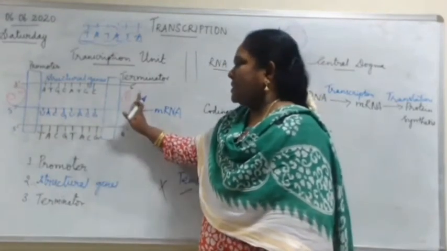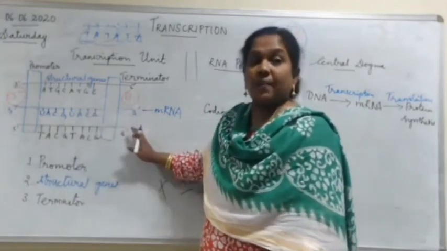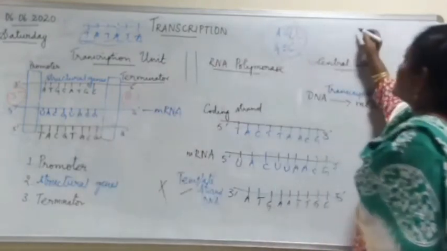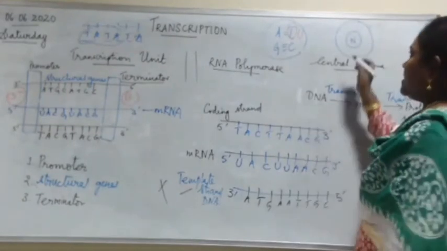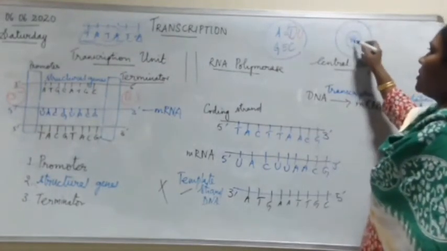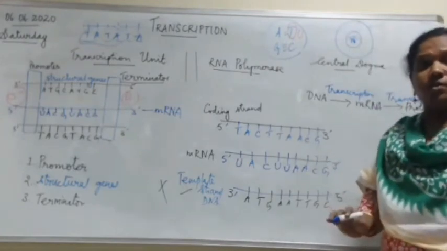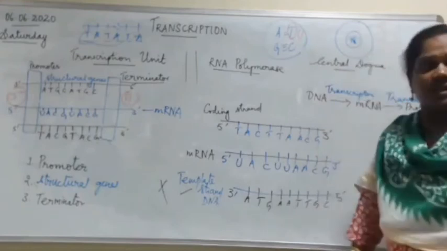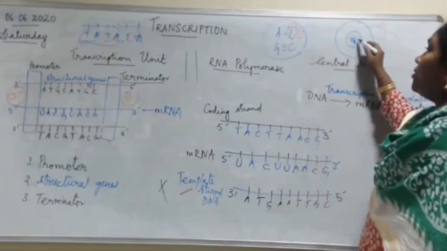Now, once it gets terminated, this mRNA comes out. Where does this take place? It takes place inside the nucleus. This is the cell. This is the nucleus. DNA is present inside the nucleus. DNA is present even in mitochondria, but we are learning here what is present in the nucleus. After the transcription, the mRNA has to come out from the nucleus.